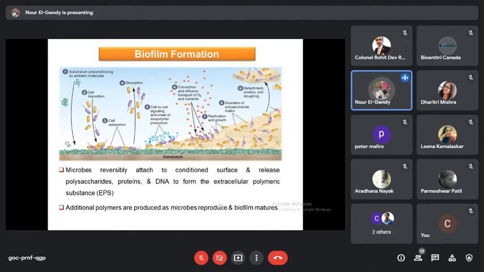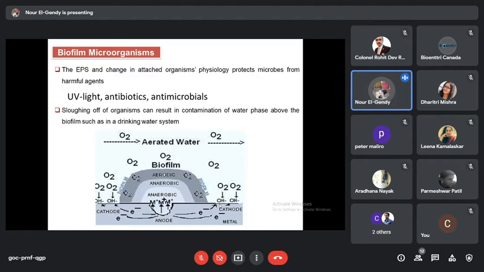When it replicates and reproduces, it will produce an anaerobic area or anaerobic field under it, closer to the metal surface. Now the SRB and the anaerobic microorganisms can be propagated and produced. Moreover, this will lead to the formation of what's called sessile bacteria or sessile microorganisms. This is how the maturation of the biofilm occurs. Additional polymers are produced as microbes reproduce and the biofilm matures. This biofilm microorganism is very resistant to any types of biocides, UV light, antibiotics, or antimicrobials.